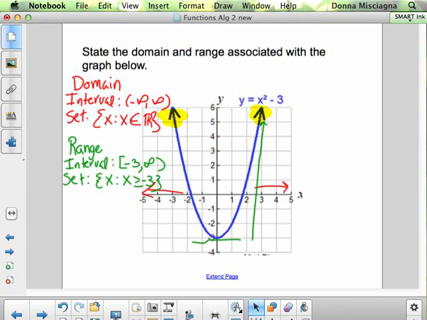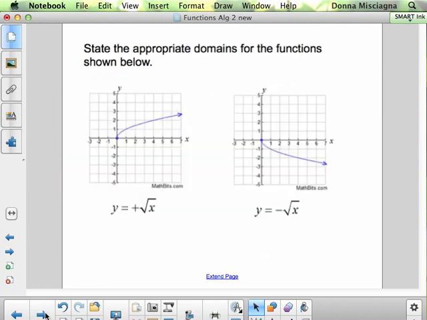If it helps, use a ruler or something to help you see, okay, here's the lowest point. All right, I start there. And then look, do you have arrows? Does it stop or do you have arrows? Arrows means it's going to keep on going. All right, this one just says find the appropriate domain. So we'll just find domains on this one.